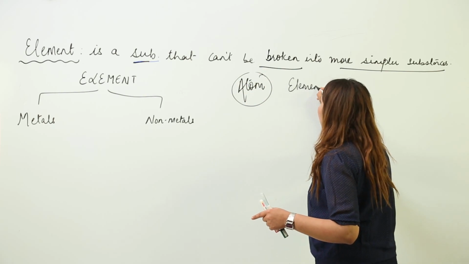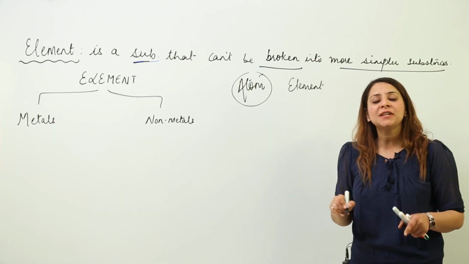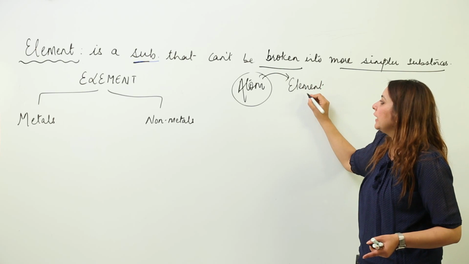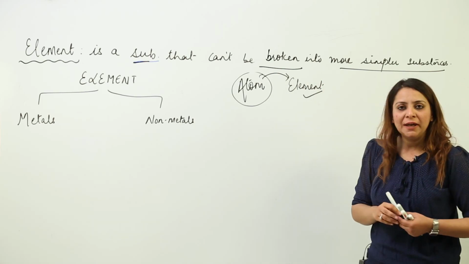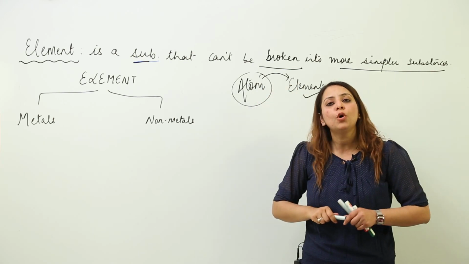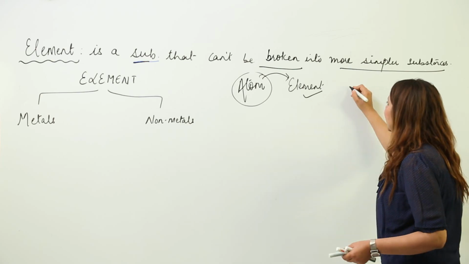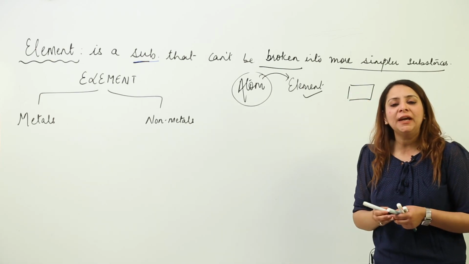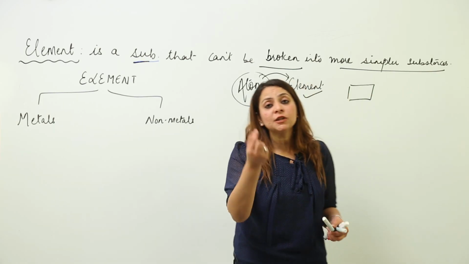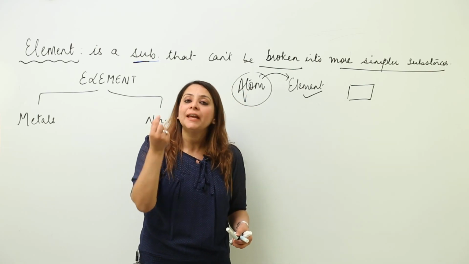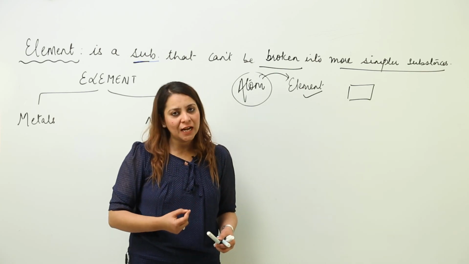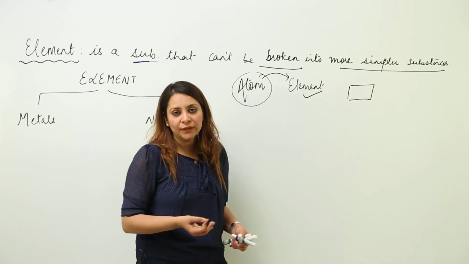But as we know that we cannot see an atom, so obviously the substance which we can see, from which the element is made, that is an element. So what is an element? An element is made up of atoms, and it is a substance which can't be broken into more simpler substances. Suppose I give you some element and ask you to break it. If you keep on breaking it more and more, even a smaller piece of an element will be the element only, because it cannot be broken into more simpler substances. So it is the simplest substance that we can see with the naked eye.